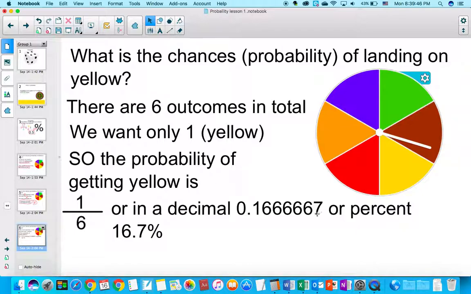So if you spin it 6 times, 1, 2, 3, oh, 3. Oh, lucky me. But you may not always get it. And what it really means is you have a 16.7% chance of actually getting that yellow. It's not a very high probability, right? Even though it's only 6 spots, you only have a 16% chance.